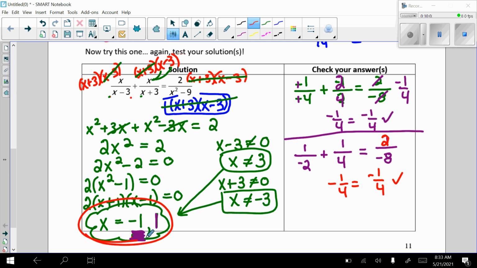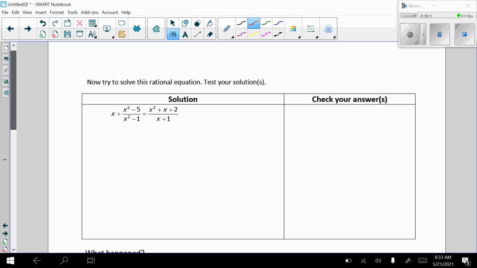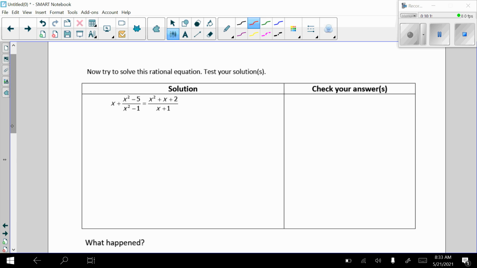Just keep in mind they won't always both work. Sometimes one works and the other doesn't, or we have an extraneous solution. All kinds of different things can happen. Okay, here we go again. Let's see what happens. So let's look for factoring. We know that we can factor this denominator to be x plus 1, x minus 1.